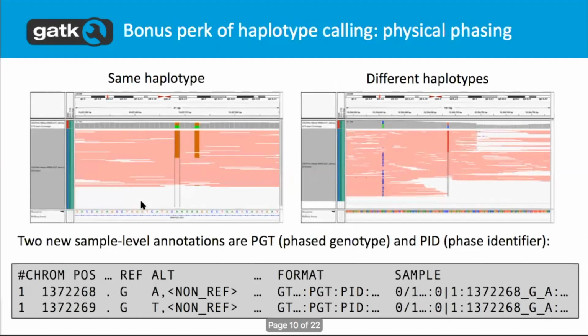So that's nice. Another nice benefit is that you get physical phasing. Physical phasing is when you have variants that are located on the same or the other molecule of DNA. Physically, are they together on the same molecule of DNA or not when they're close together? So are they in cis, same molecule, or trans, the other molecule, if we're looking at the diploid case. If you have a polyploidy, it still applies. But basically, HaplotypeCaller is going to tell you if your variants are on the same haplotype or the other haplotype.